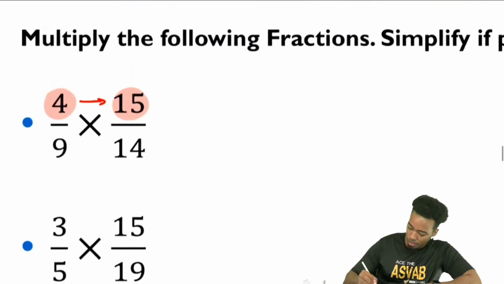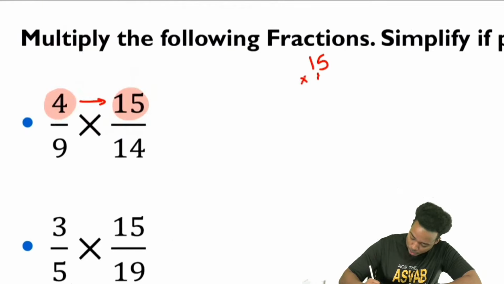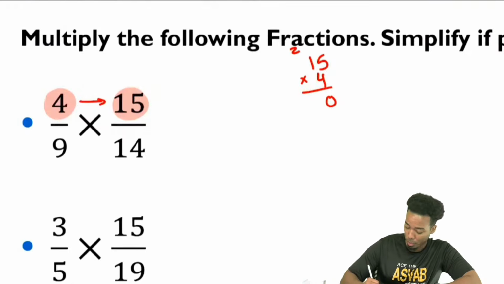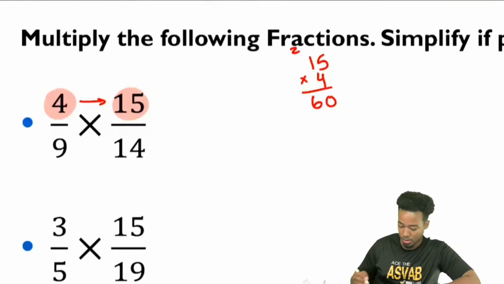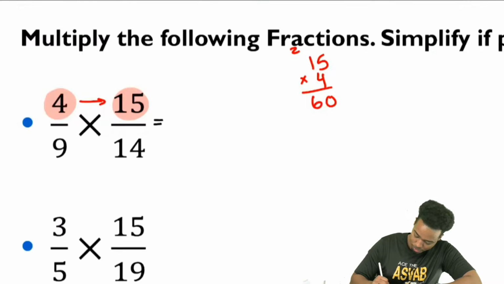Perfect. So, if you didn't know, we'll do 15 times 4 right over here. 5 times 4 is 20. 1 times 4 is 4, plus the 2 is 6. So, 60. So, we're going to have 60 right there.